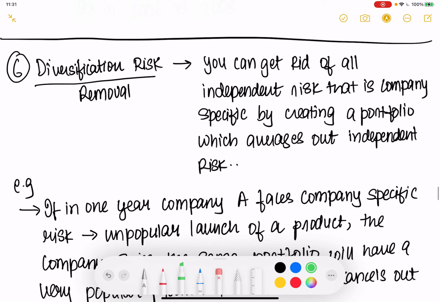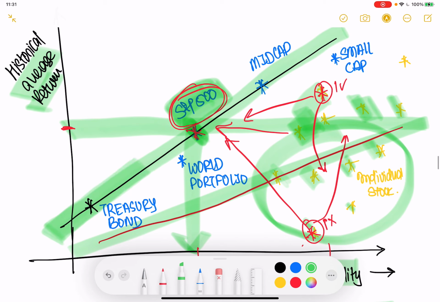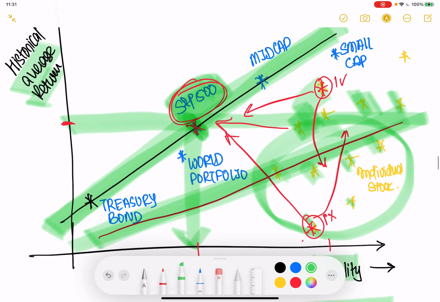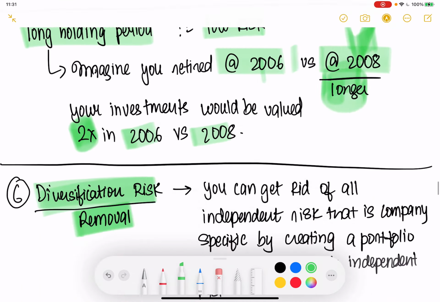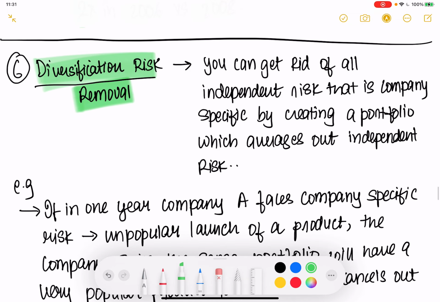Okay, now let's recap how we can remove the diversifiable risks, which will again explain why this black line is going this way and not this red line, right? All of these portfolios, as you can imagine, S&P 500, World Portfolio, mid cap, small cap, are a collection of stocks, right? So these are a collection of portfolios which have removed their diversifiable risk. Because if you create a portfolio, you can assume that it averages out.